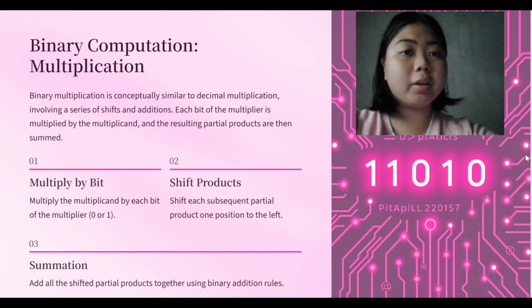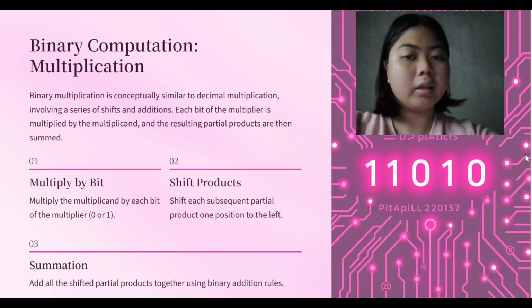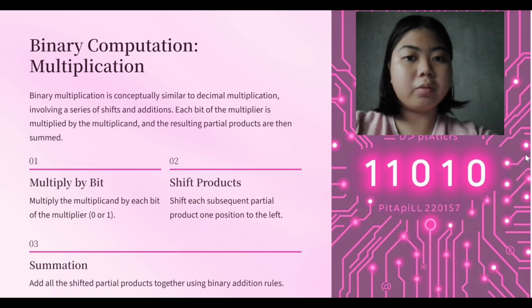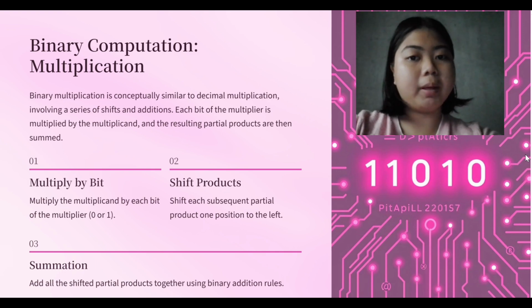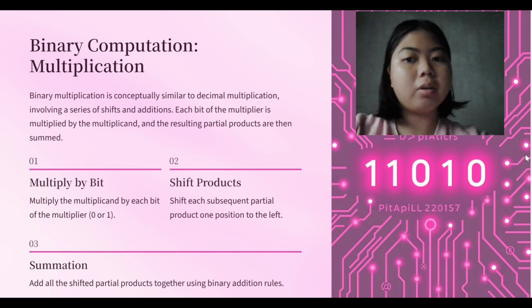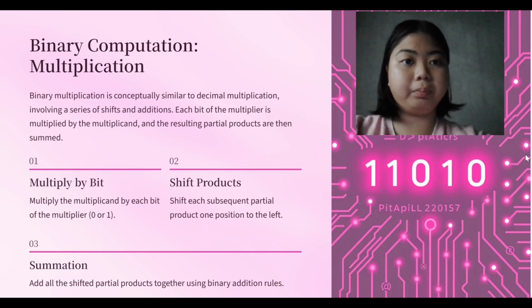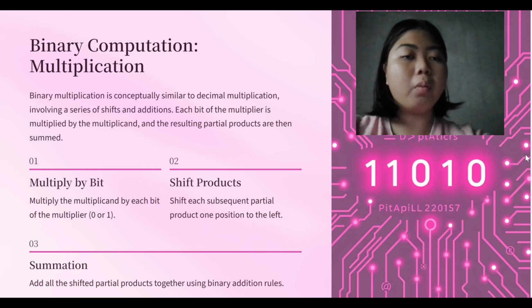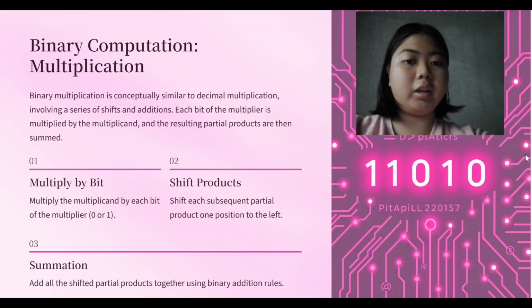This is binary computation using multiplication. Binary multiplication is conceptually similar to decimal multiplication, involving a series of shifts and additions. Each bit of the multiplier is multiplied by the multiplicand, and the resulting partial products are then summed. There are 3 steps. First, multiply by bit. Multiply the multiplicand by each bit of the multiplier, 0 or 1. Second, shift products. Shift each subsequent partial product 1 position to the left. And third, summation. Add all the shifted partial products together using binary addition rules.